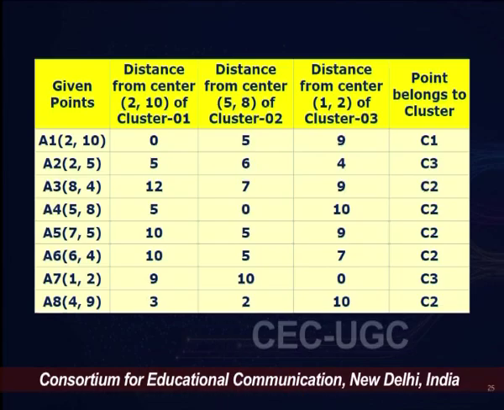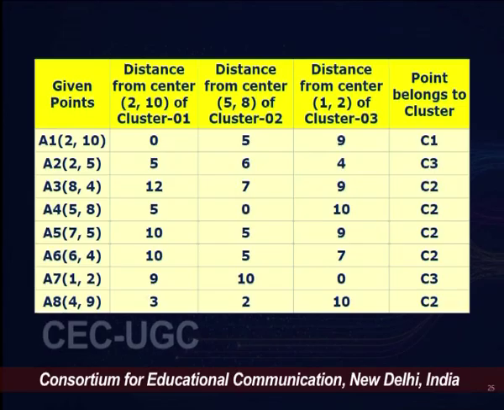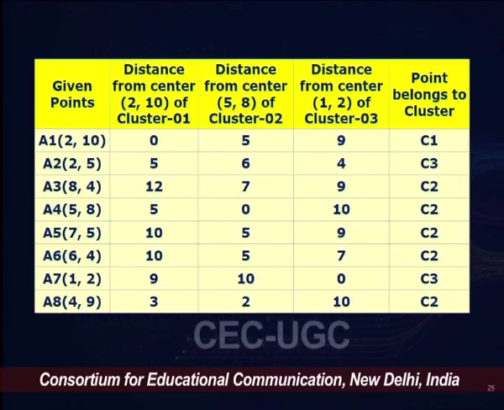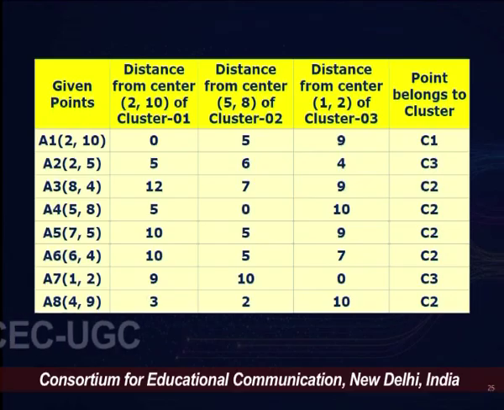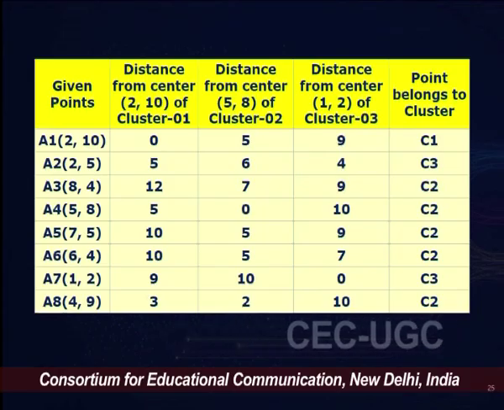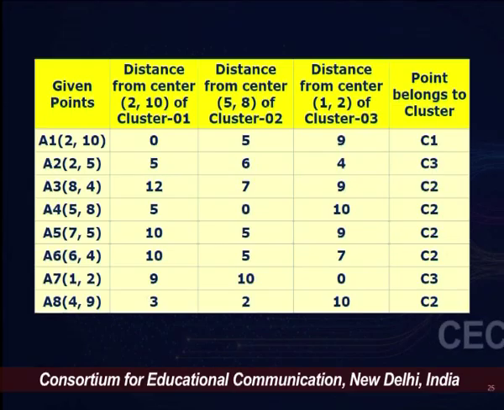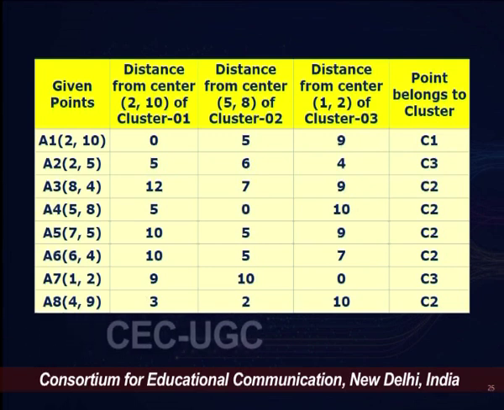Now, as you can see in this particular table, I have built up a table where I have calculated the distance of all the clusters which I have taken, that is C1 with respect to all the points, C2 with respect to all the points, and the third column with respect to all the points. So, all the cluster distances have been calculated, and based on those calculations, we could see in the last column that the clusters have been assigned based on the closeness.